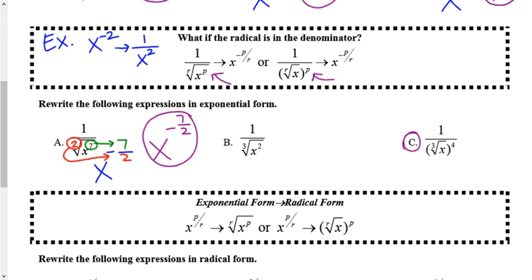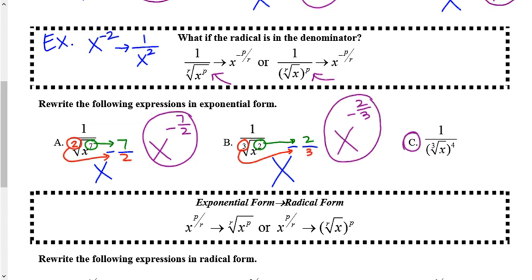All right, let's do B. I'm going to start by writing my x, and my radical is in the denominator, so I have a negative fraction coming up. My root is 3. That goes in the denominator. And my exponent is 2. That goes in my numerator. So my final answer is x to the power of negative 2/3.